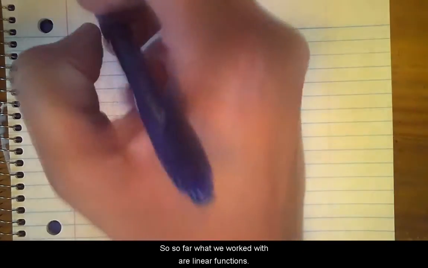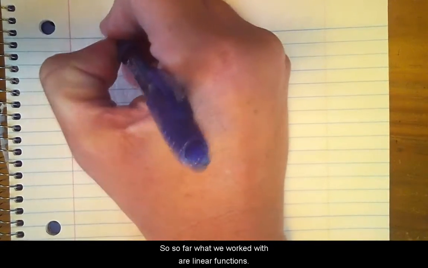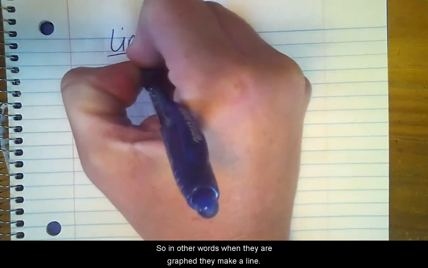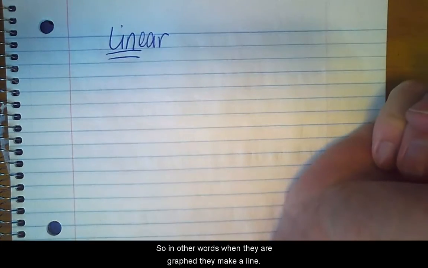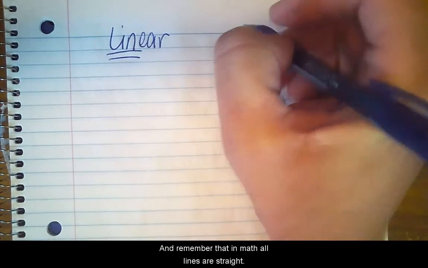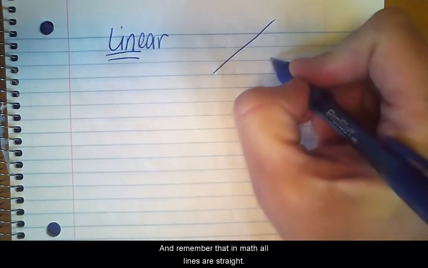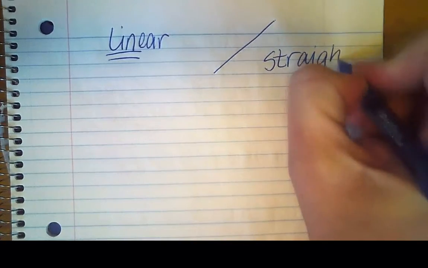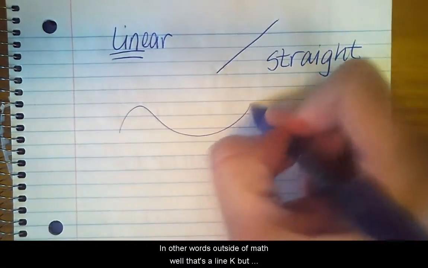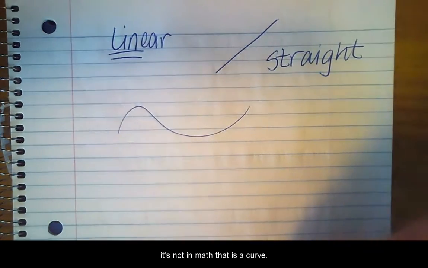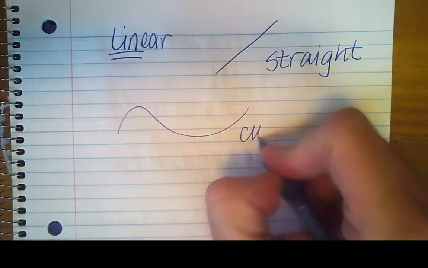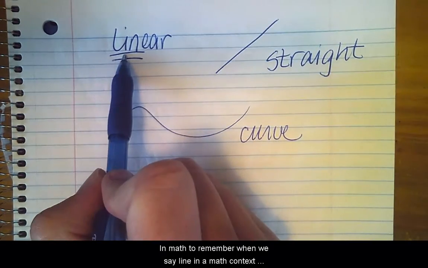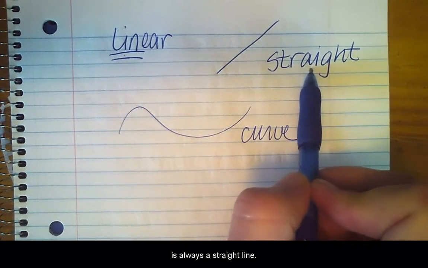So far what we've worked with are linear functions. In other words, when they are graphed, they make a line. And remember that in math, all lines are straight. Outside of math, well, that's a line. But it's not in math. That is a curve in math. So remember, when we say line in a math context, it's always a straight line.